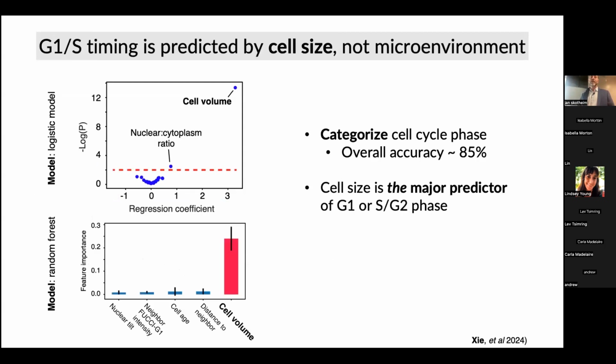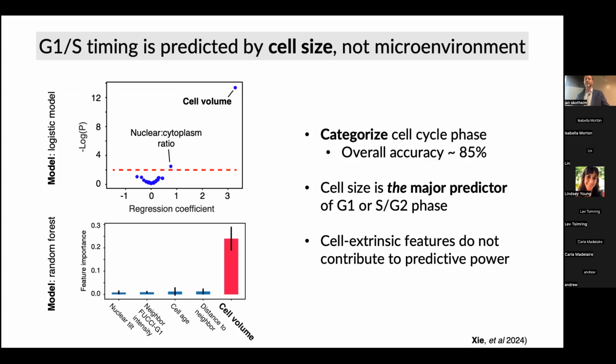We did that in a couple of different ways. One with the logistic model I showed you, and basically the only parameter that seems to be relevant is this cell volume parameter. We can also do it with a random forest type analysis. And again, cell volume is the only thing that comes out. All of these other features that we could think of putting in there don't seem to do all that much, right? Maybe a little bit, but not much. So cell size is really the major predictor, right? So it's really a cell intrinsic measurement as to when to divide.